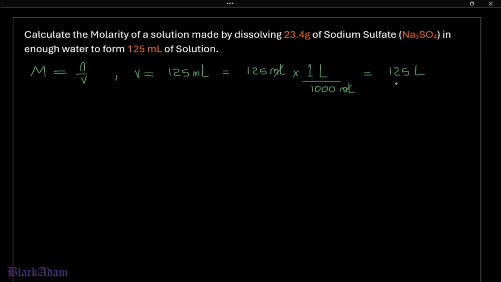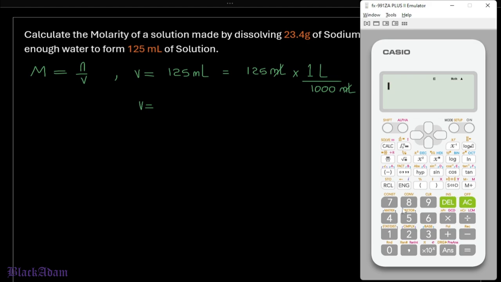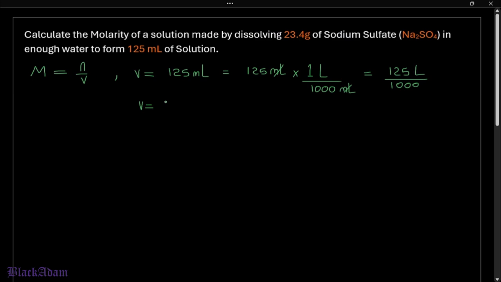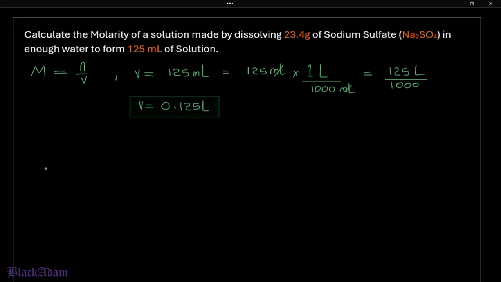Then we have 125 liter divided by 1000. So in this situation it's 125 divided by 1000. That will give us 0.125. That's our answer, 0.125 liter. So we have the volume correct, so we need the number of moles. The number of moles will be the mass in grams over the molar mass.